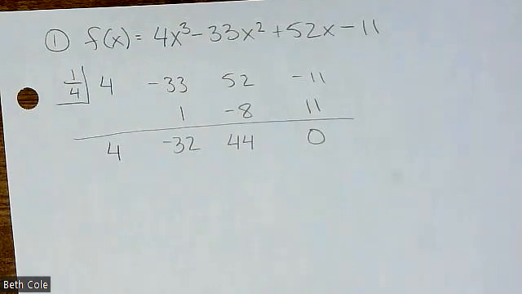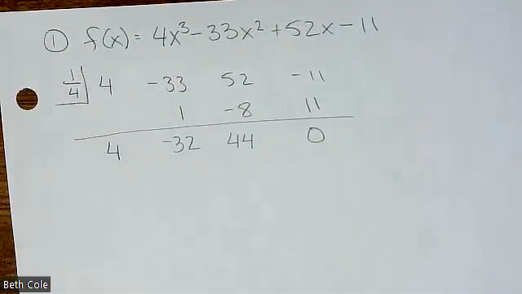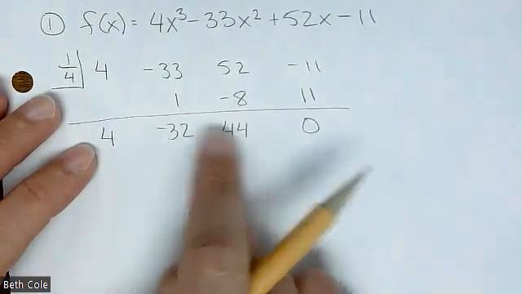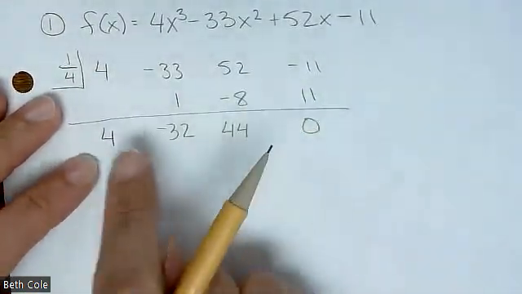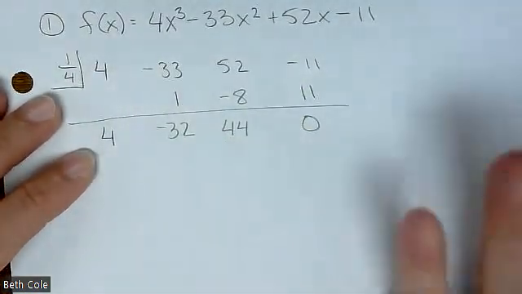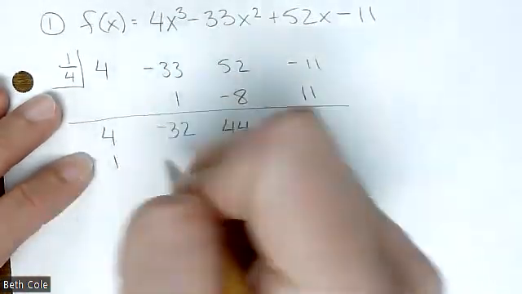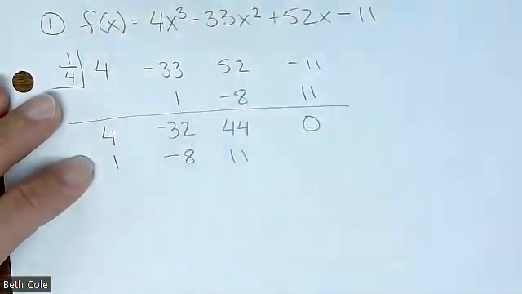Four, negative 32, 44, 0. Bingo. Sounds like I'm calling out bingo numbers. All right. Now, just keep going. You can't stop. You have to keep going. What do those all divide by? 4. So if you divide them by 4, it's like reducing a fraction. You're going to get 1, negative 8, 11.